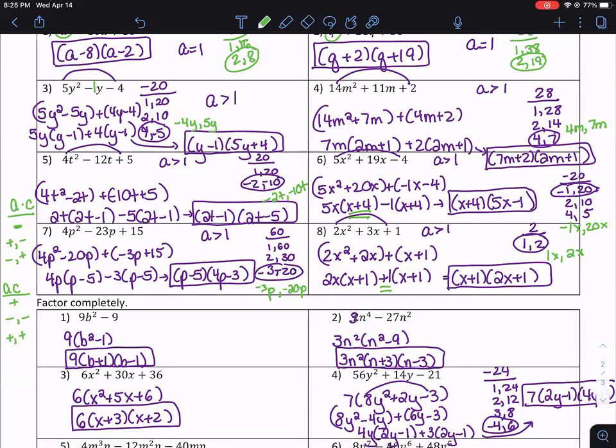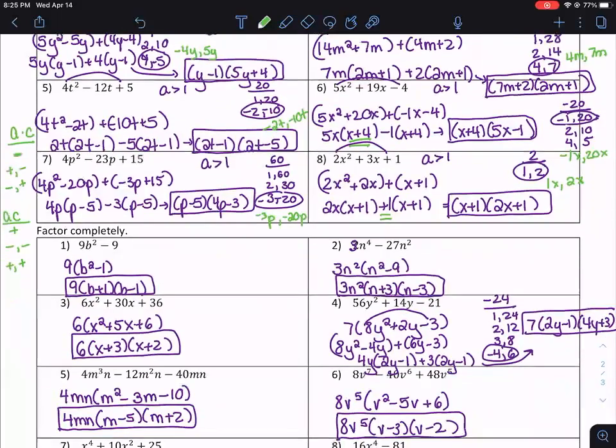Okay, that's a good sign. And then we have factor completely. Just to review what I discussed the other night, you are going to look for a GCF first. Then you would check for a difference of squares, so it has to be a binomial. If you don't have a difference of squares, you might have a difference or a sum of cubes.